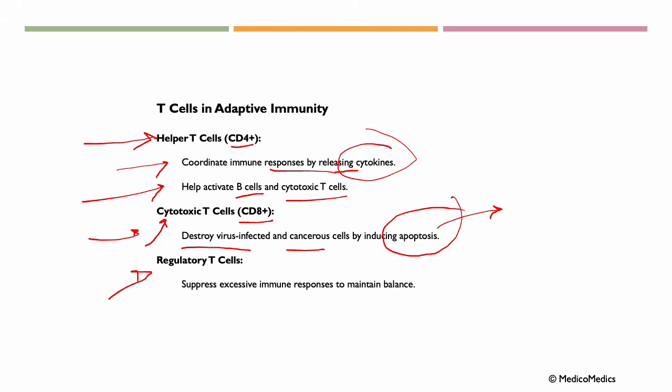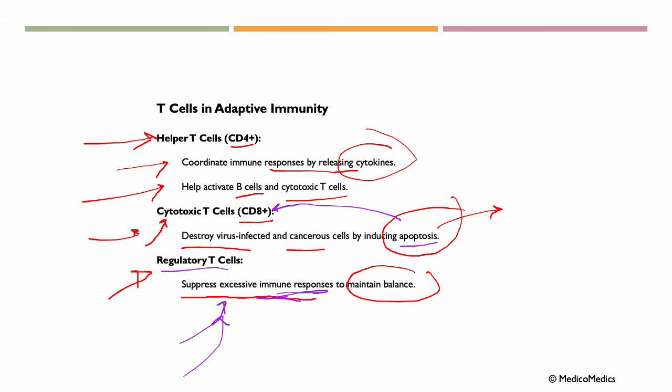Then we have regulatory T cells. These suppress excessive immune responses to maintain balance. So from the previous lectures, we now added some new concepts like apoptosis, connecting it to cytotoxic T cells. We also introduced regulatory T cells, which help suppress excessive immune responses. So we have checks and balances.